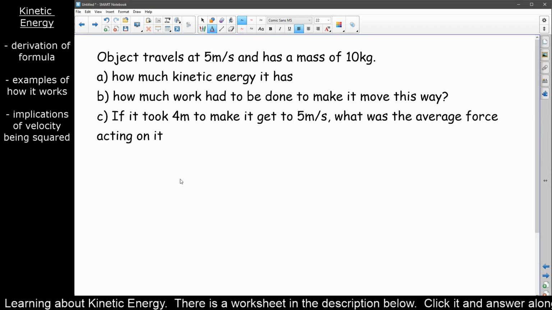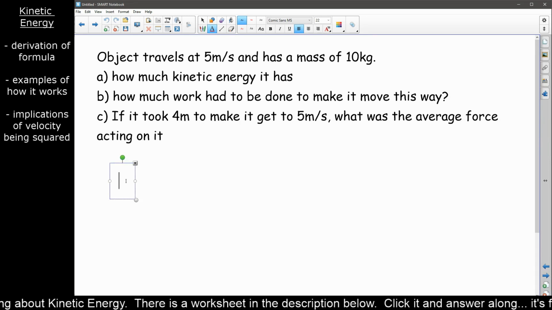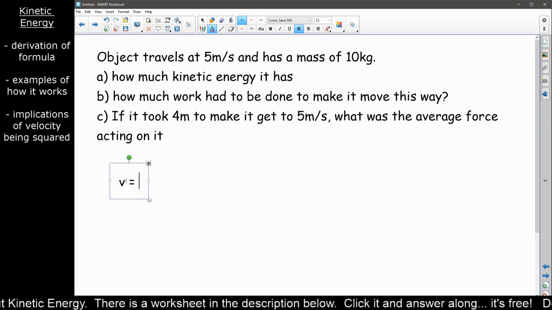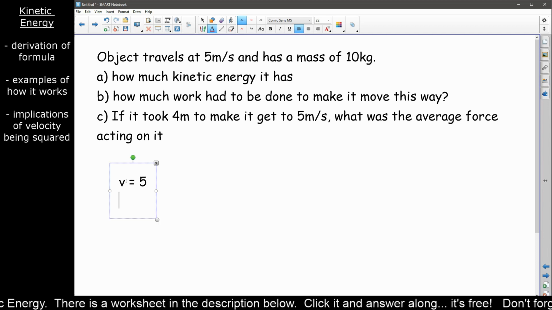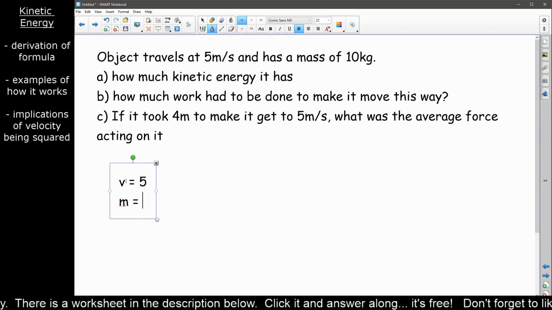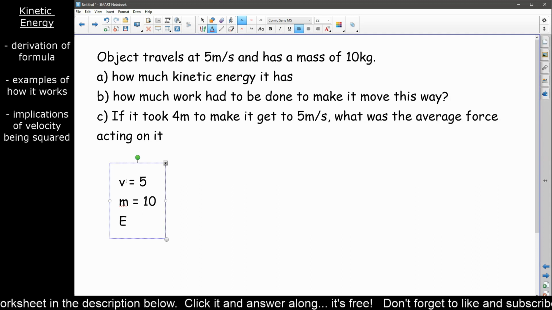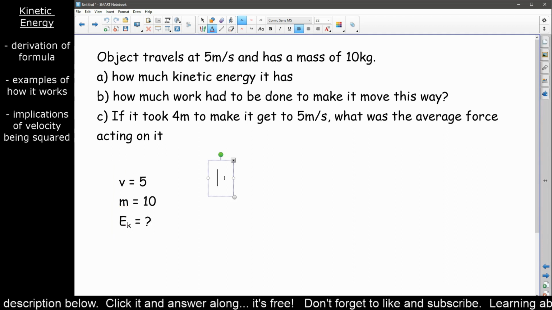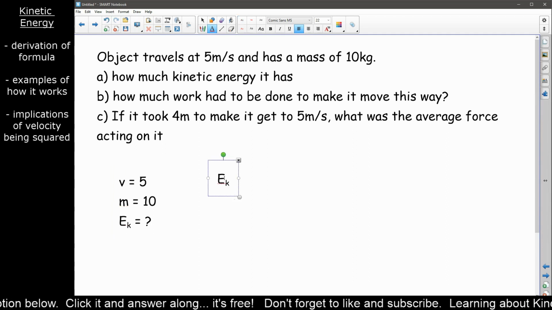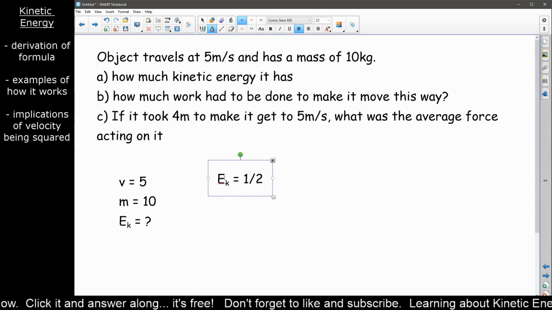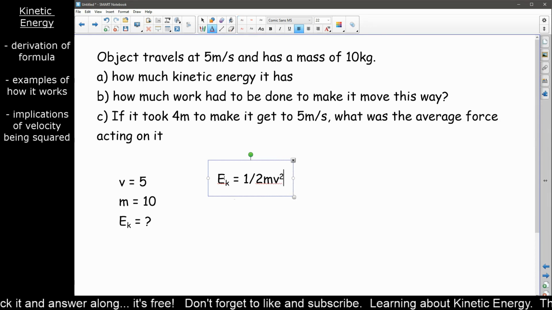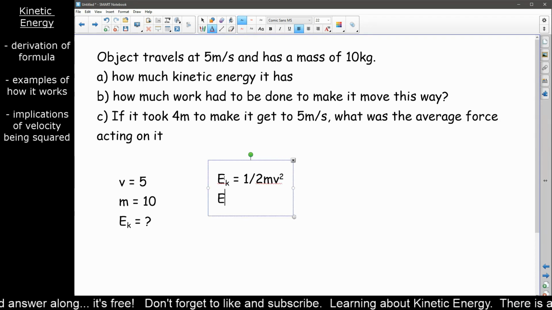Okay, so this is what we want to do. How much kinetic energy does it have? Straight up, dead simple, let's look at what we've got in our equation. We know that the velocity or the speed is 5 and it's in the right unit. We know that its mass is 10 and is in the right units in kilograms. And we want to know the kinetic energy, EK, equals question mark. Okay, so we just whack on with our equation. EK equals a half mv squared.